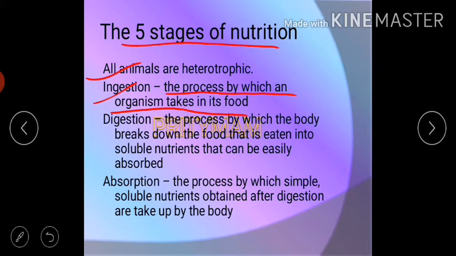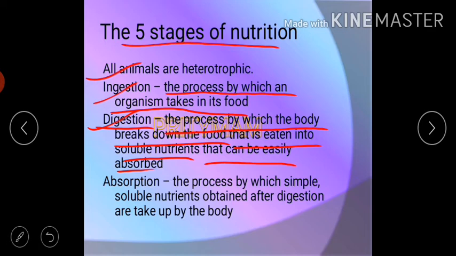The second stage of nutrition is digestion. The food which is taken in by the body has to be converted into simple substances. So, digestion is the process by which the body breaks down the food that is eaten into soluble nutrients that can be easily absorbed. Breaking down food into simple soluble substances is called digestion.